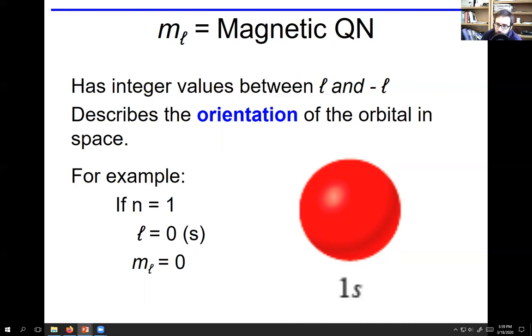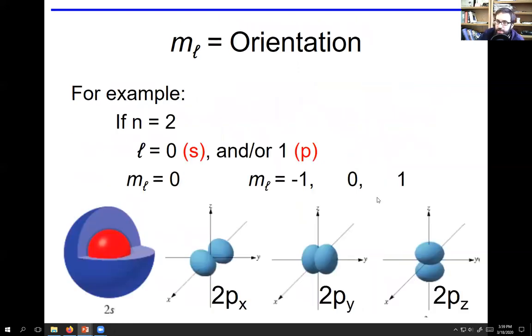So if you have n equals 1, and I told you it's l equals 0, that's all you can have for n equals 1, that's an s orbital. m sub l can go from l to negative l. Well, l is 0, so it can range from 0 to negative 0. So it only can be 0. m sub l can only be 0. You only can have one orientation for a sphere. That makes sense. Check out what happens when you go to p orbitals.